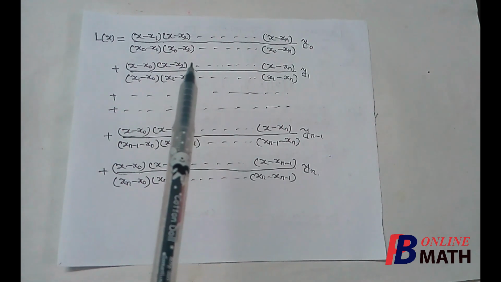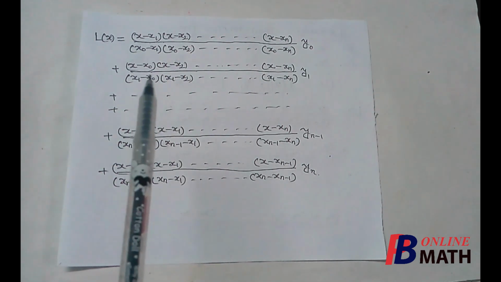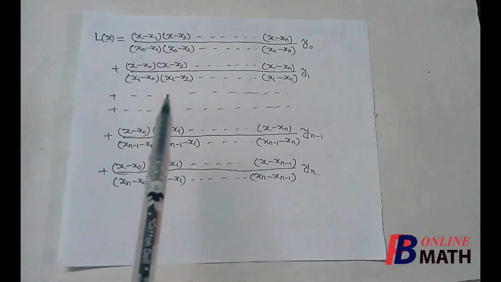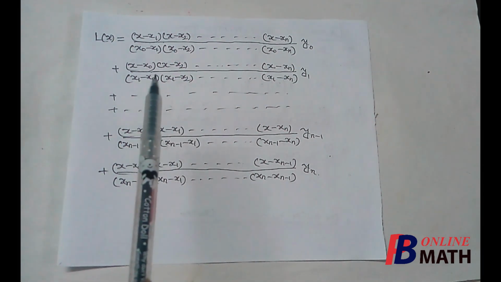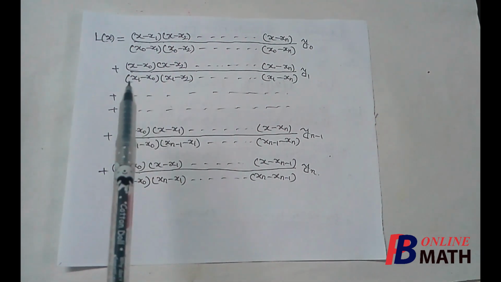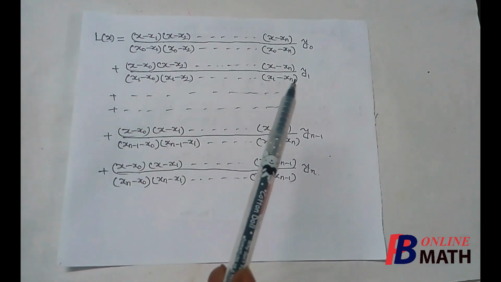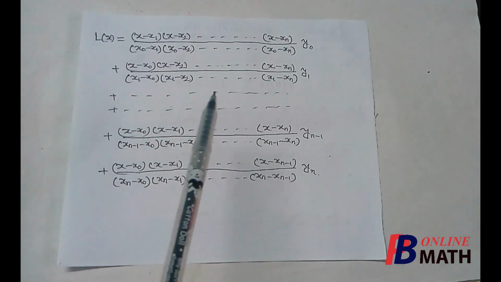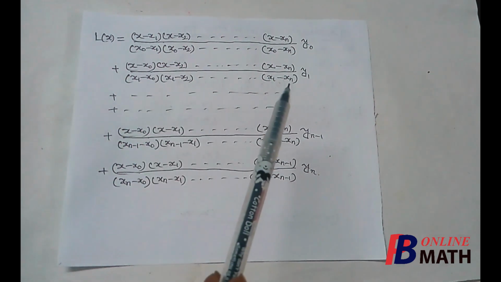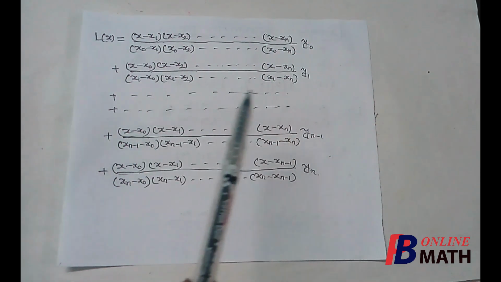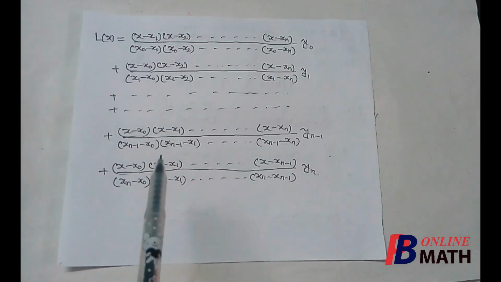So if we replace x equal to x1 in the numerator, then we shall get the denominator. So here if we replace x equal to x1, then it becomes x1 minus x0, x1 minus x2 up to x1 minus xn. So this is the denominator. Finally it is multiplied by the second entry y1. So continue in this process.